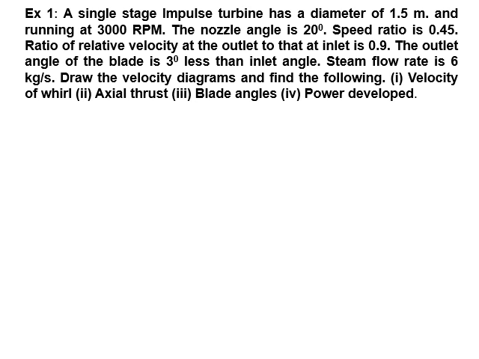Then after taking this given data, draw the velocity diagram here and also find the first one, the velocity of whirl. The velocity of whirl is the value of Vu1 as well as the value of Vu2. Second one is axial thrust, that is given by Fa. Third one is the blade angles, that is beta 1 and beta 2. Fourth one is power developed, that is P.